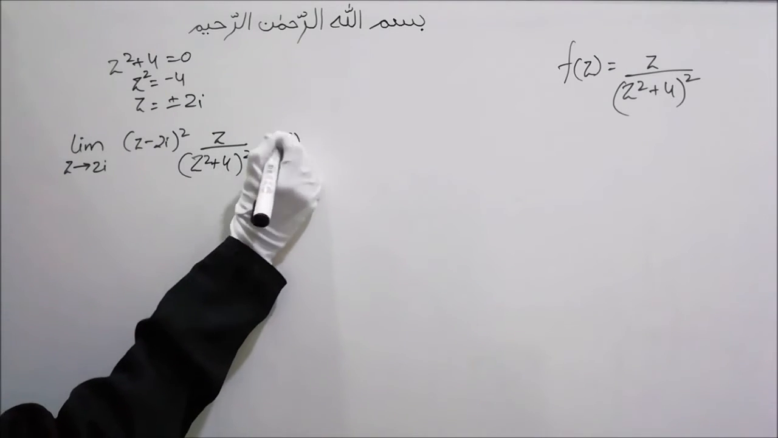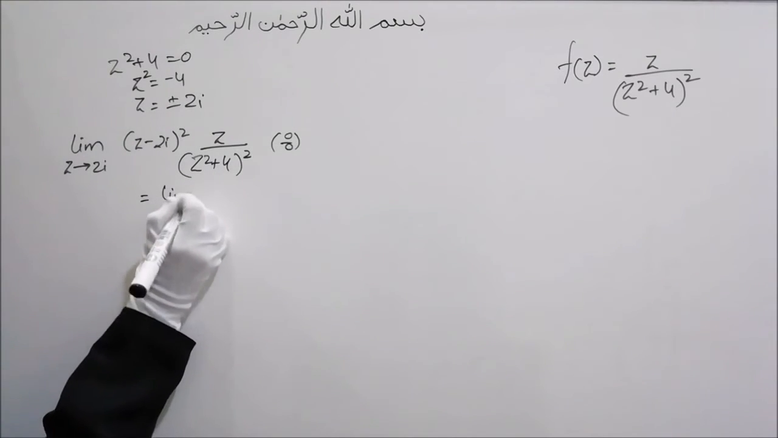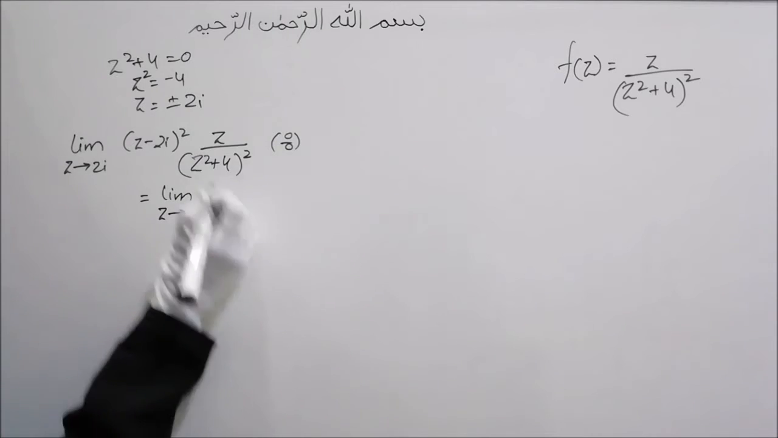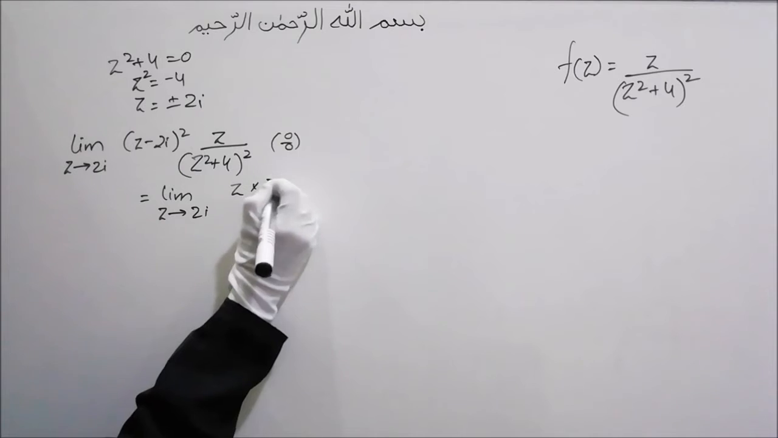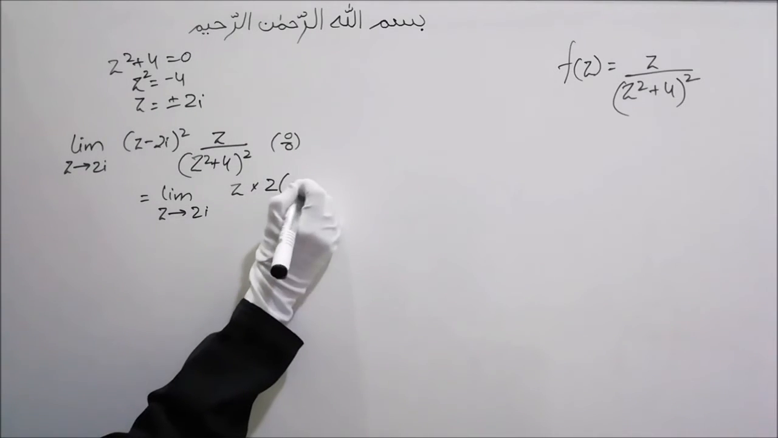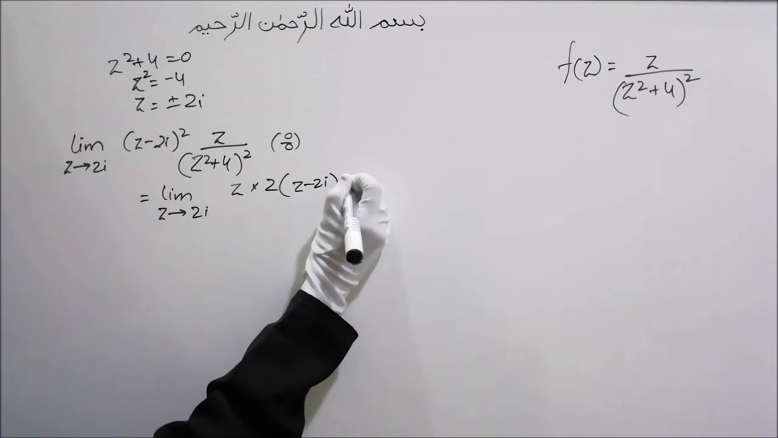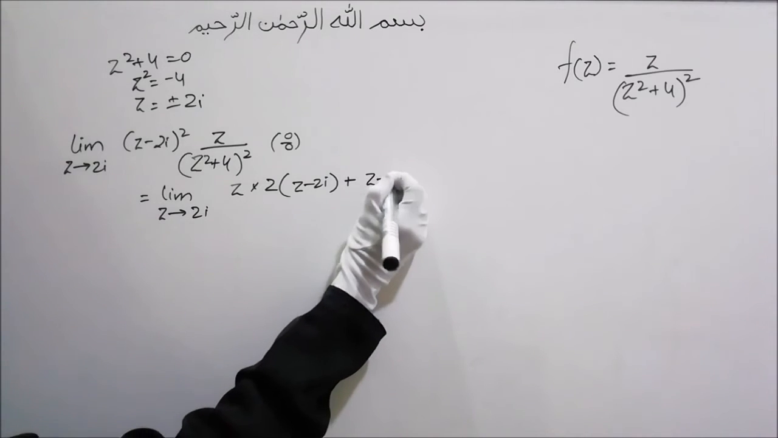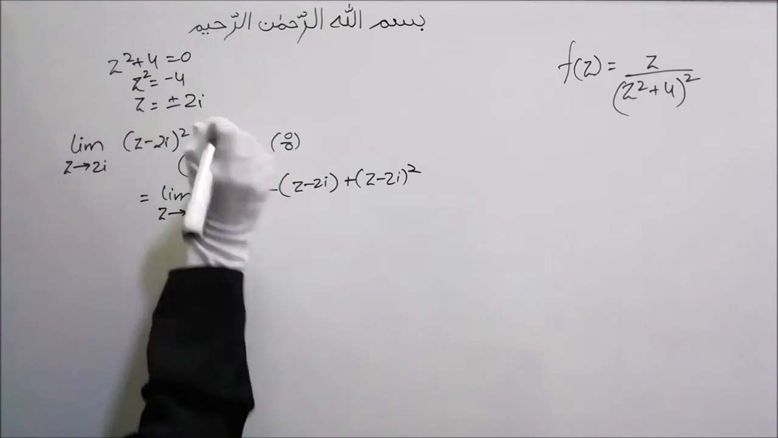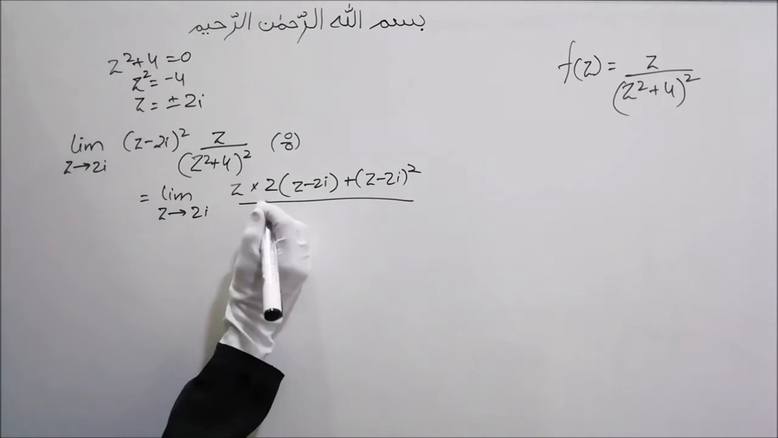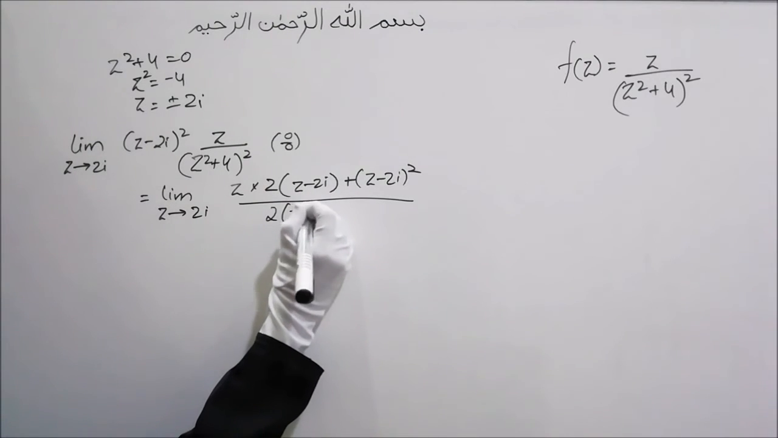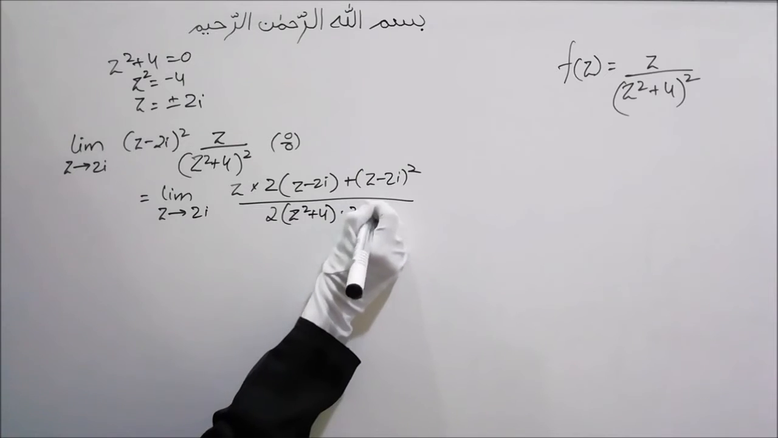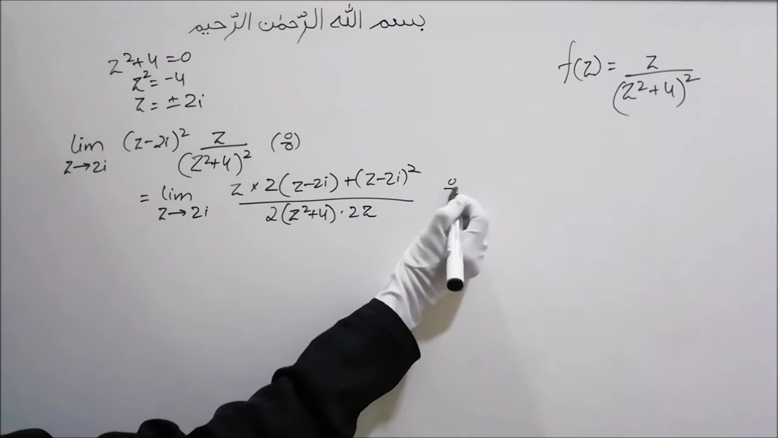This is a 0 by 0 form, so I'll use L'Hospital's rule and I'll get limit z tends to 2i, differentiation of the numerator, that will be z into 2 times (z minus 2i) plus (z minus 2i) the whole squared as it is, and differentiation of z is 1, divided by differentiation of the denominator, that will be 2 into (z squared plus 4) into 2z. This is again 0 by 0 form.